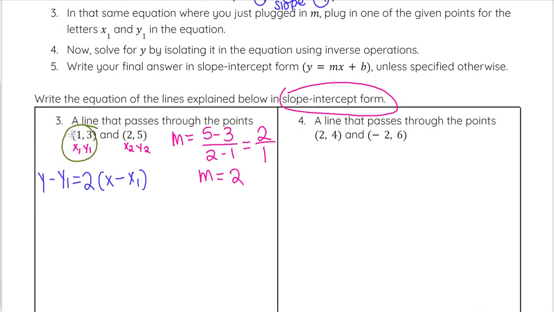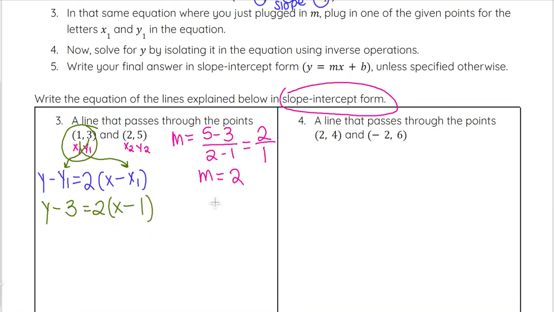Now, I labeled these x1 and y1. Technically, it does not matter if you use (1, 3) or (2, 5), as long as it is a point on that line. So I'm going to plug in 1 and 3. Now, be careful here. 3 is y1 and 1 is x1. So they are kind of backwards in terms of the order and where they go in the equation. So just be careful of that. y minus 3 equals 2 times x minus x1, which is just 1.